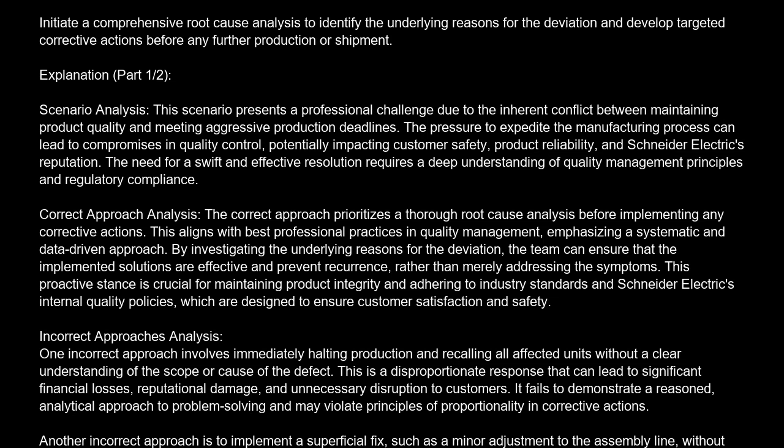The correct answer is C. Initiate a comprehensive root cause analysis to identify the underlying reasons for the deviation and develop targeted corrective actions before any further production or shipment.